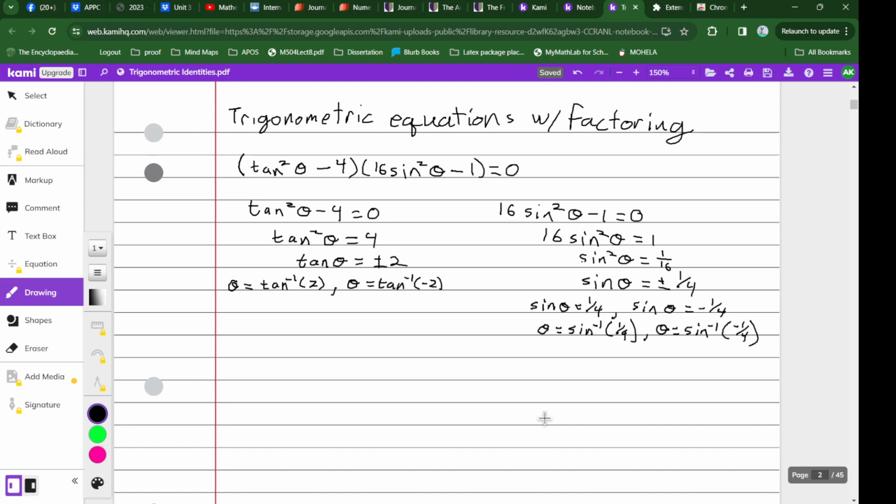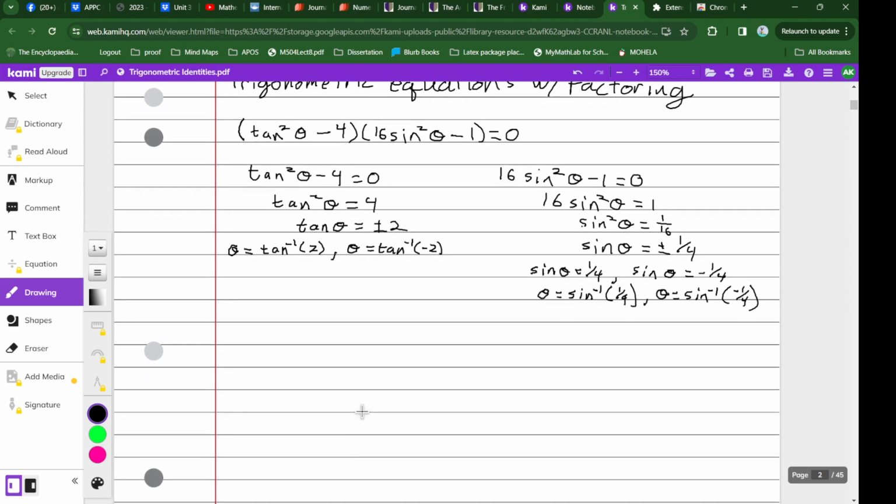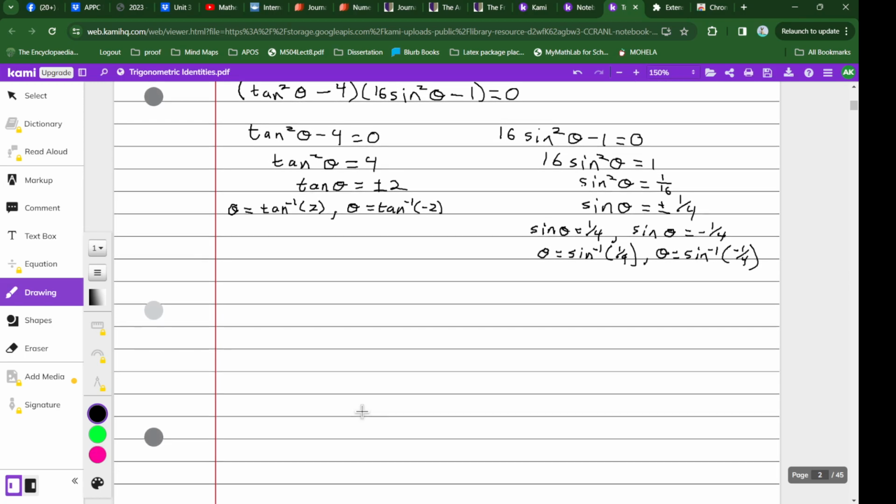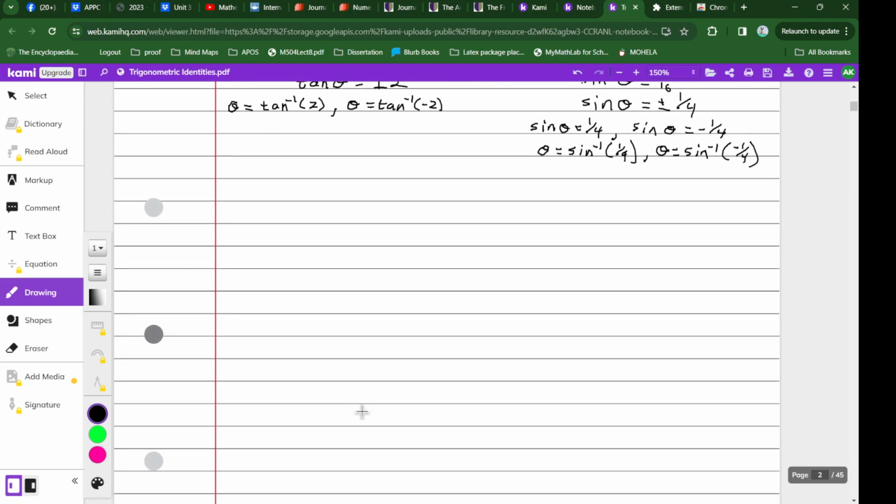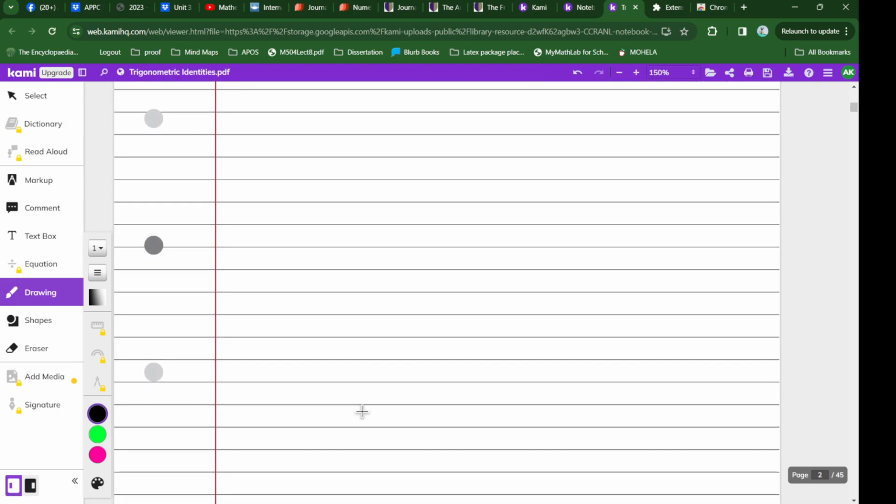And again, we would need a calculator for this since that is not on the unit circle. We can't just instantly know the exact value. But this does give us a way of representing the solution, even though we would need to use our calculator to calculate the exact value, or to calculate an approximate value.